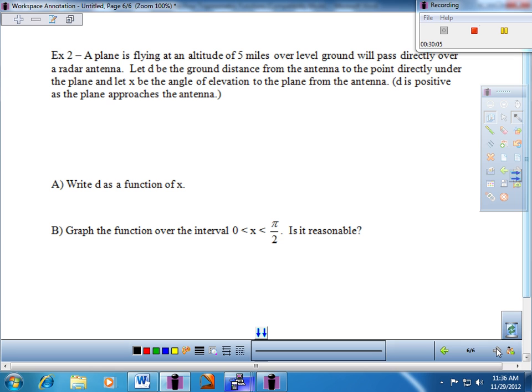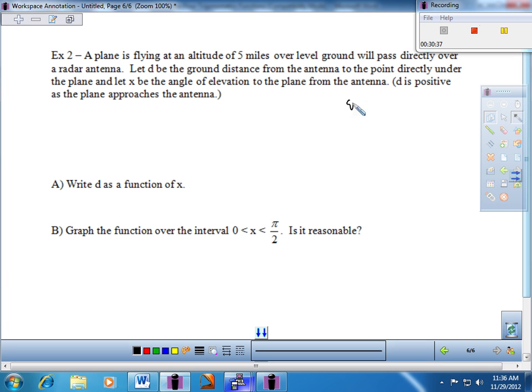A plane is flying at an altitude of 5 miles over level ground, and it's going to pass directly over a radar antenna. Let d be the ground distance from the antenna to the point directly under the plane, and let x be the angle of elevation to the plane from the antenna. D is positive as the plane approaches the antenna.